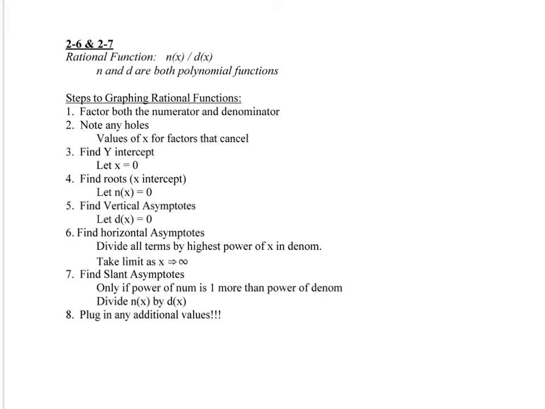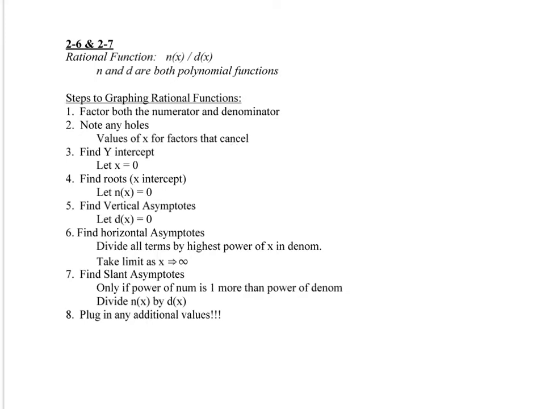The first step to graphing a rational function is to factor both the numerator and the denominator. So factor both the top and the bottom. Second, note any holes. A hole in the graph is where we have the same factor in both top and bottom. So we find the value of x for factors that are the same in both top and bottom.